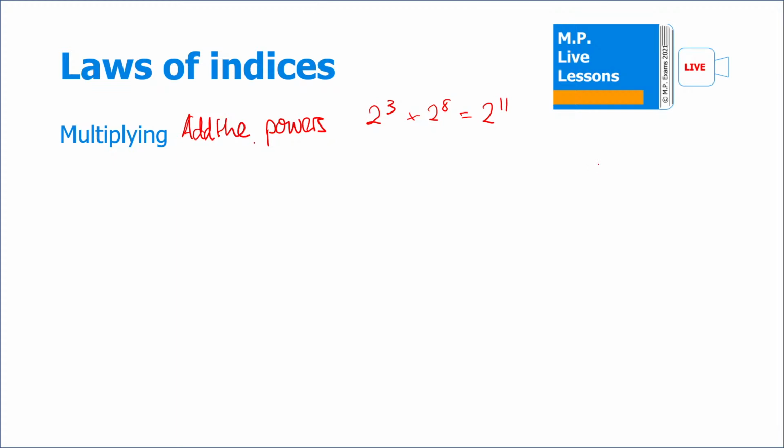This only works, as well as some other rules, when the base is the same. So the base is your normal number, and your power or index is here, just the raised bit.